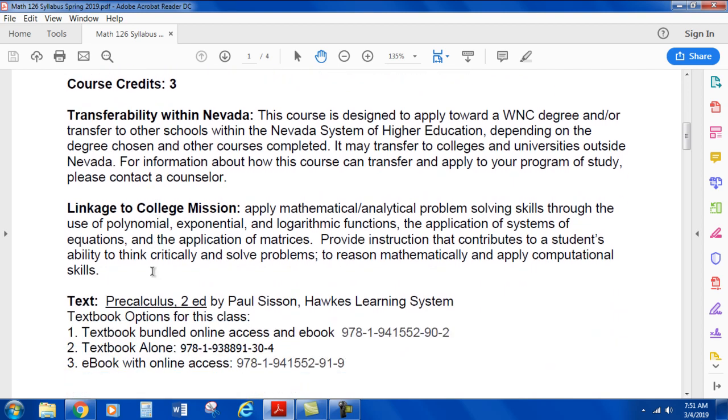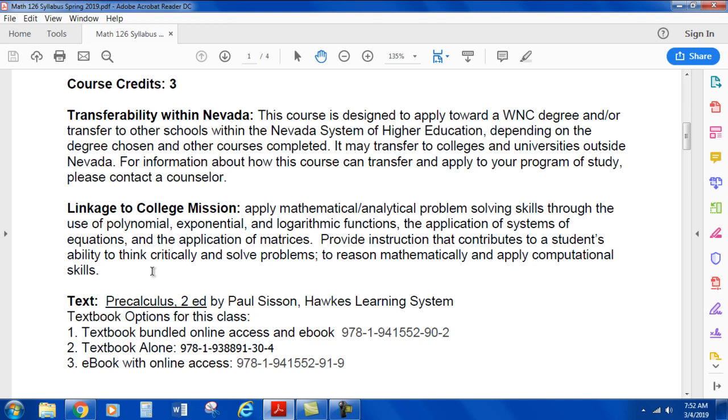This is a 3-credit course. Transferability within Nevada: this course is designed to apply toward a degree and/or transfer to other schools within the Nevada system of higher education, depending on the degree chosen and other courses completed. It may transfer to colleges and universities outside Nevada. For more information about how this course can transfer and apply to your program of study, please contact a counselor.